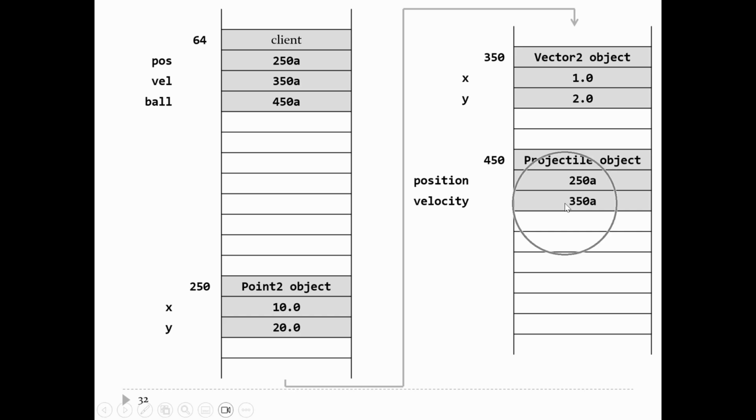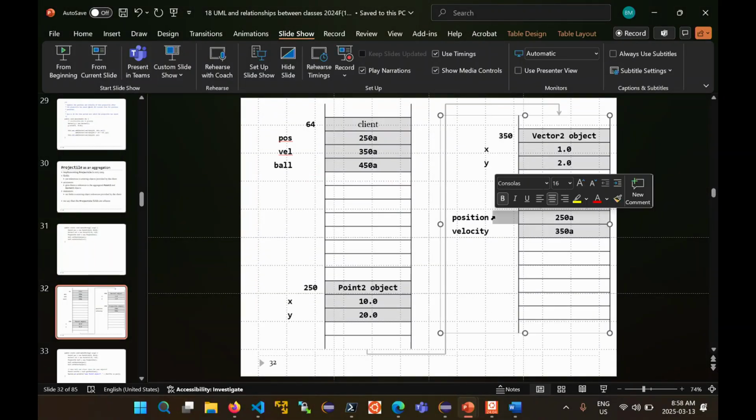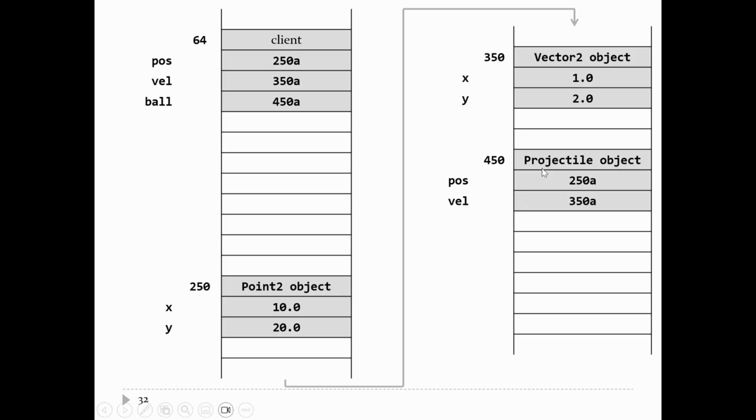Another typo, sorry. The typos are here because I changed the implementation of the class after I made the slide. Okay, so the projectile object has a field called POS, and it's just a reference to that point object here. And VEL is just a reference to that vector object up here. So the caller and the projectile object, but only one point object and only one vector object. So in other words, the caller and the projectile are sharing these two objects.